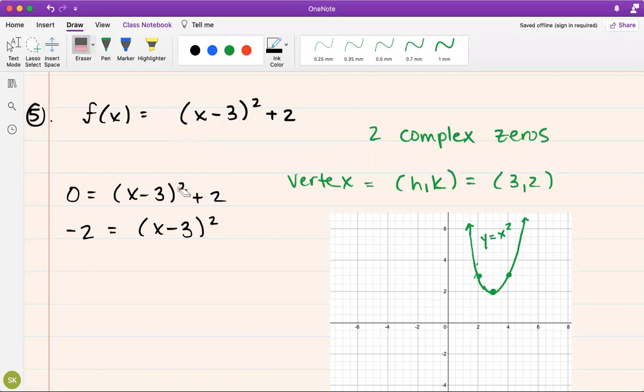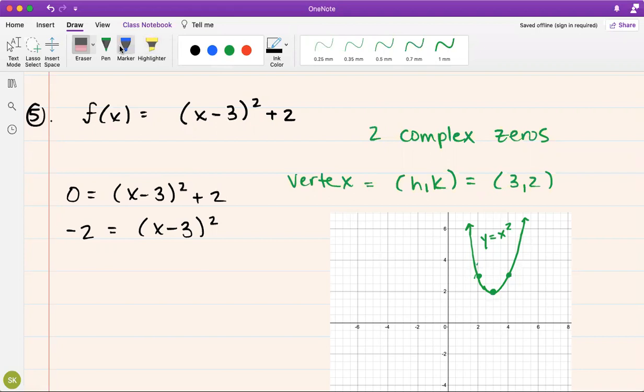Now, to find another point on the graph, you can just plug in a number for x. And you can see if you plug in 4 into here, you get 4 minus 3, which is 1. Square it, you get 1. 1 plus 2 is 3. So you have a point at 4, 3. And using the fact that this graph is symmetric, you know that you would have a point over here as well. So that's another way to graph this. All right, so we have graphed the function.